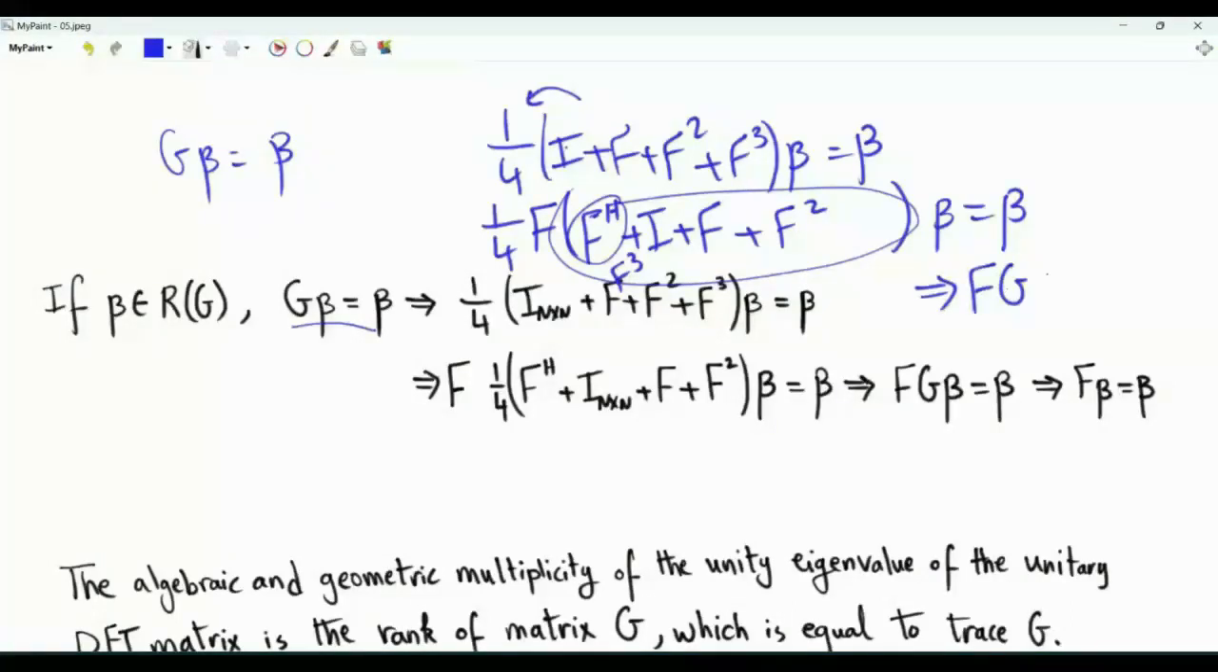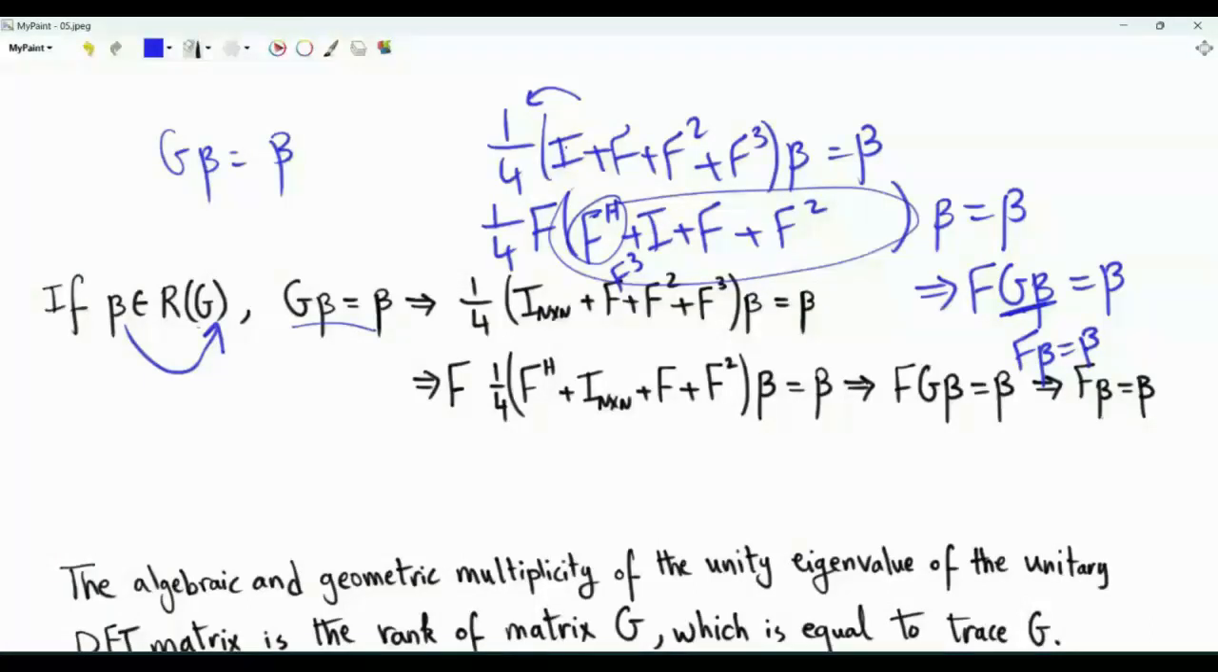What we have is F G times beta is equal to beta. But G beta is beta, so F beta is equal to beta. What have we done here? We started with a vector in the range of G, an eigenvector of G associated with the unity eigenvalue. We discovered that it is also an eigenvector of F associated with the unity eigenvalue. Now, it is clear that the range of G is exactly the eigenspace associated with the unity eigenvalue of the unitary DFT matrix F. We can find the algebraic and the geometric multiplicity of the unity eigenvalue of the DFT matrix by obtaining the rank or the dimension of the range of G.